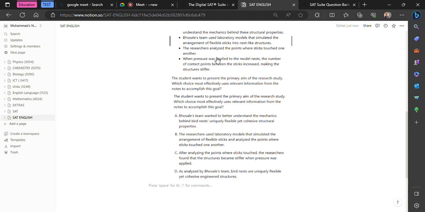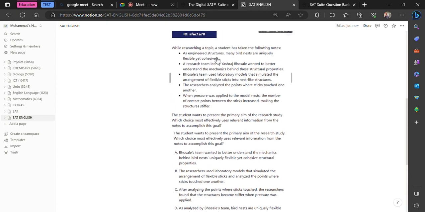The first thing that we can do on the SAT is to always read the question first, because when we read the question first, we let ourselves know that, alright, this is this specific thing, and it asks us about that specific thing. For instance, if we had read, prior to reading the text, what the student actually wanted to do, and in this case it was to present the primary aim of the research study, we would have already known what the primary aim was, so it would have been much easier for us to get to the answers in a short span of time.